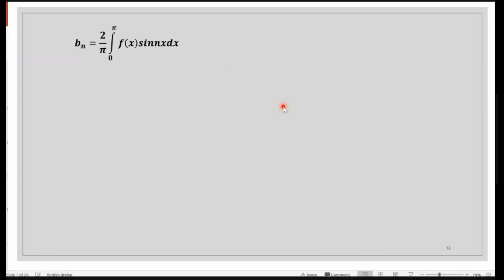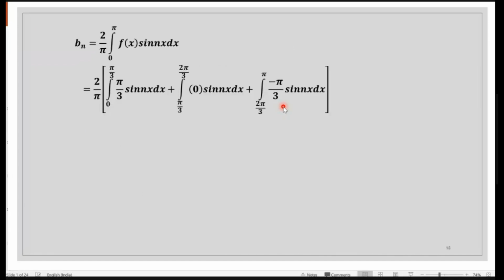We have to find Bn. Pi by 3 is a constant. This integral will become 0. Here we have pi by 3 and here minus pi by 3, so I can take pi by 3 common. So only the sin nx integration remains. Pi by 3 is taken common: 0 to pi by 3 sin nx, and this minus sign I have written over here, 2 pi by 3 to pi sin nx dx.